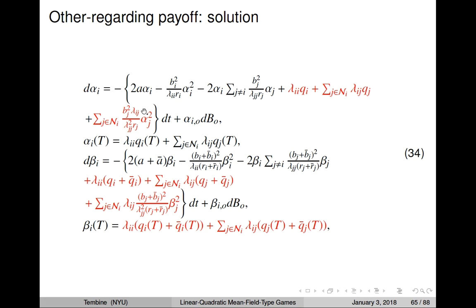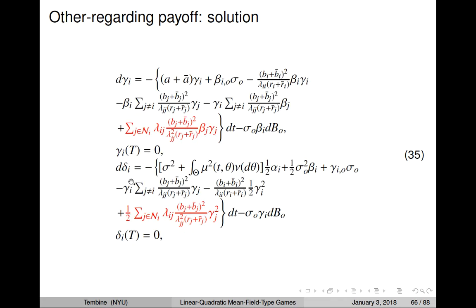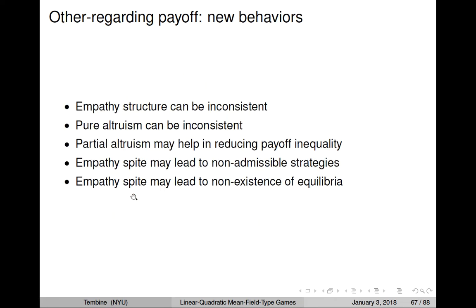And you can check that actually, if you move from the altruistic to the selfish, you find back the selfish behavior. This is really important, that it captures not only selfish but also partially altruistic phenomena and so on. So this is for gamma and delta.